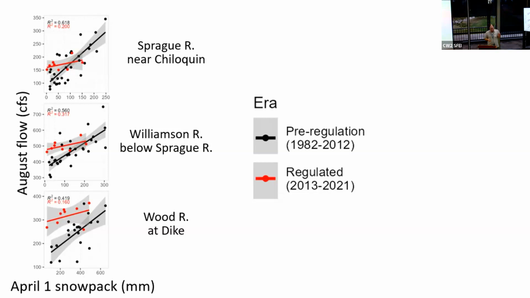I'm not going to show a graph here, but a lot of the diversions from the Wood drain off the agricultural fields and go into 7 Mile Canal and drain back into Agency Lake. And we do see that in the regulated era, there's been a decrease in the flows of that Agency Canal because there's less water cycling from the Wood.